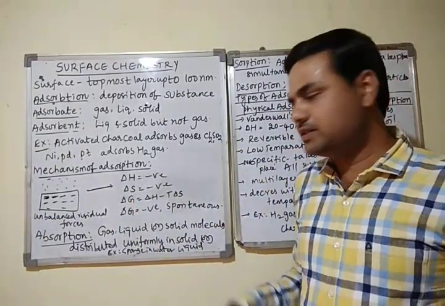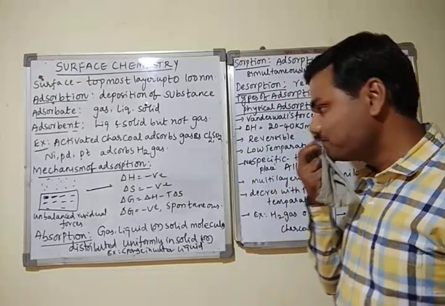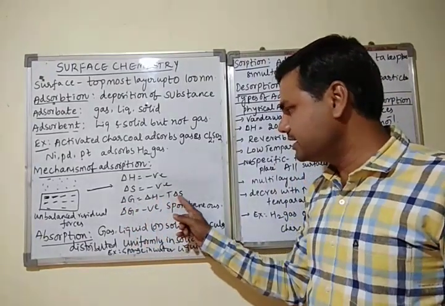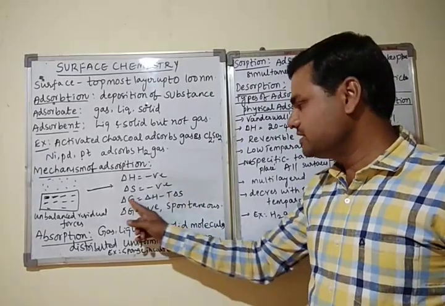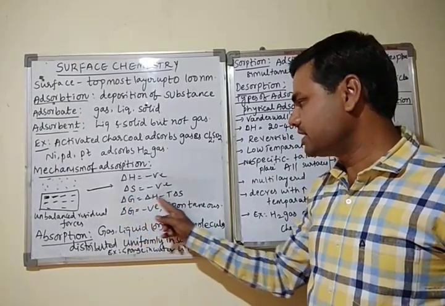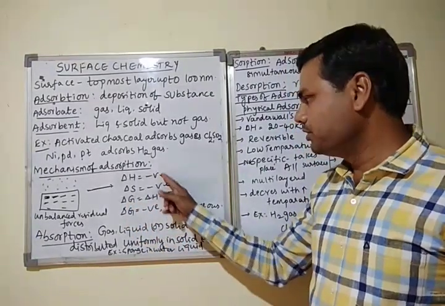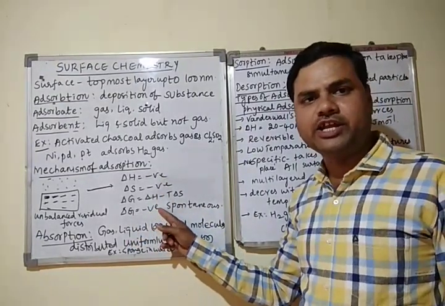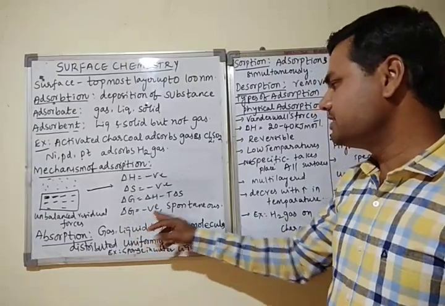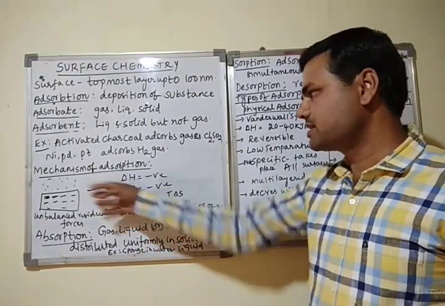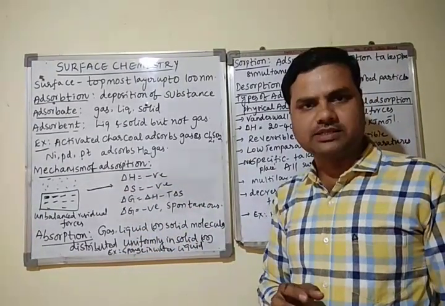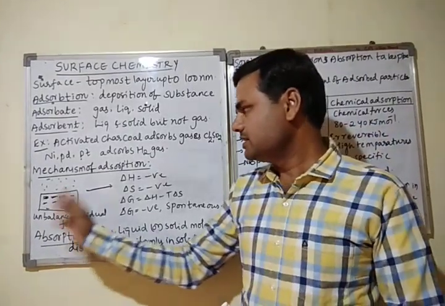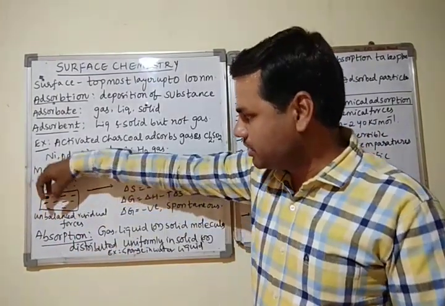When both values become negative, you know the formula for the change in Gibbs free energy. What is the formula? Delta G is equal to delta H minus T delta S. Both values become negative, so the delta G value also becomes negative. Therefore, when the delta G value becomes negative, this process is called a spontaneous process.